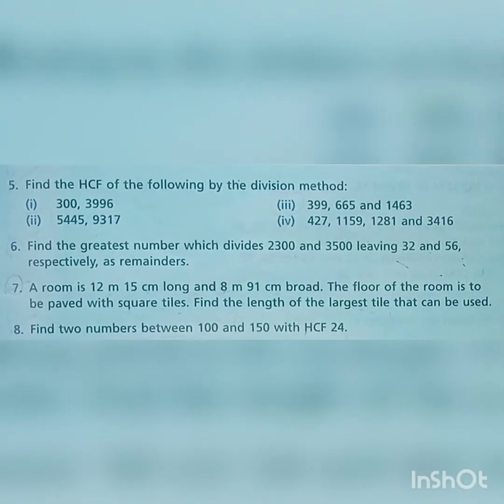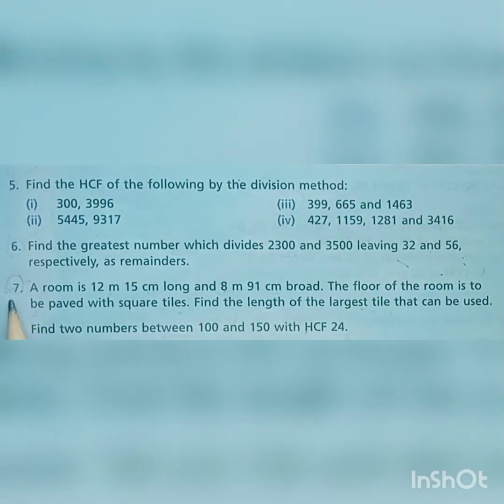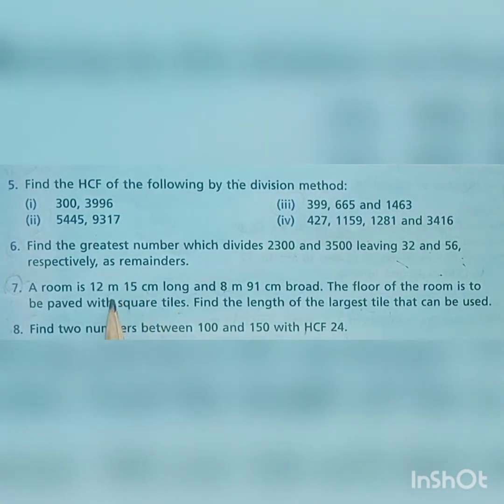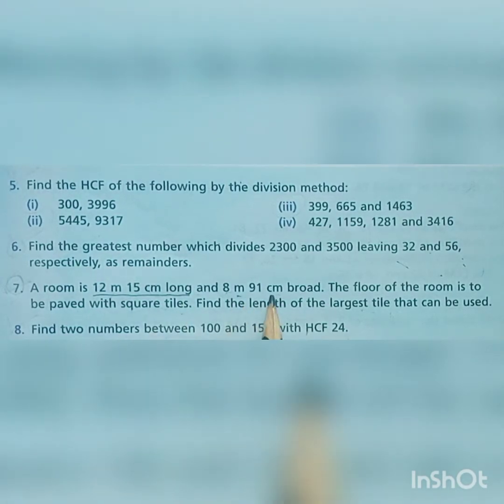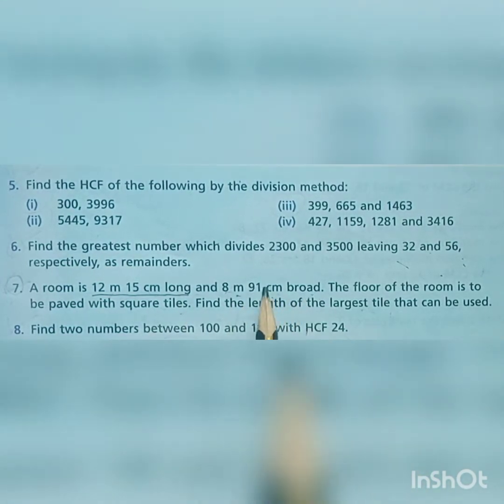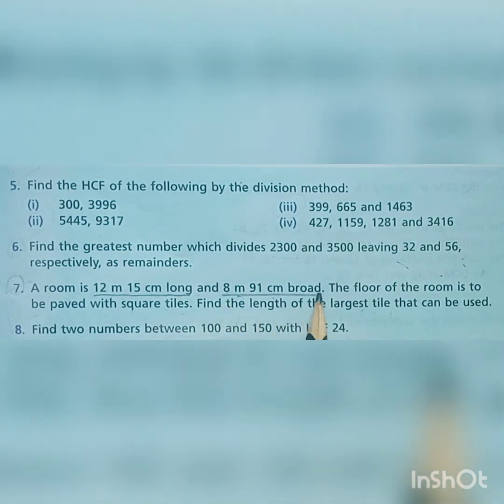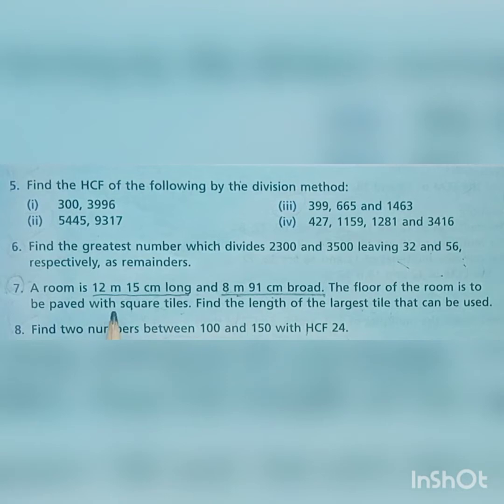We will continue exercise number 4a by question number 7. A room is 12 meter 15 centimeter long. The length of the room is 12 meter and 15 centimeter and 8 meter 91 centimeter broad. The width of the room is 8 meter and 91 centimeter. The floor of the room is to be paved with the square tiles. Find the length of the largest tile that can be used.